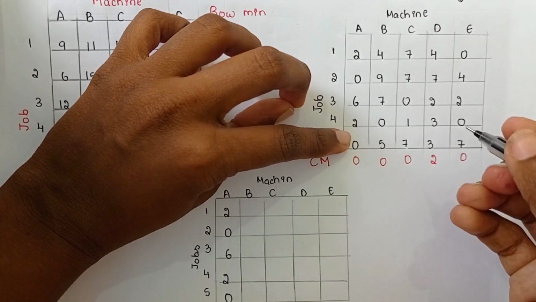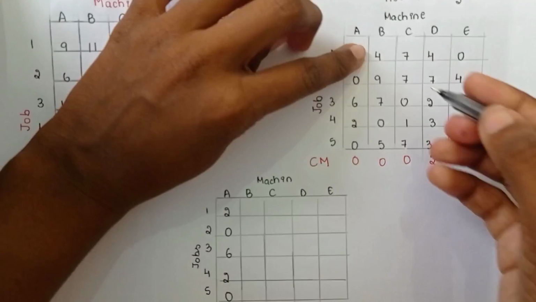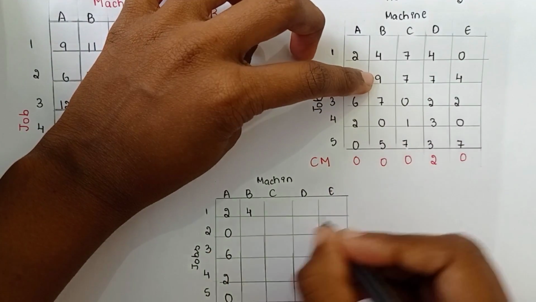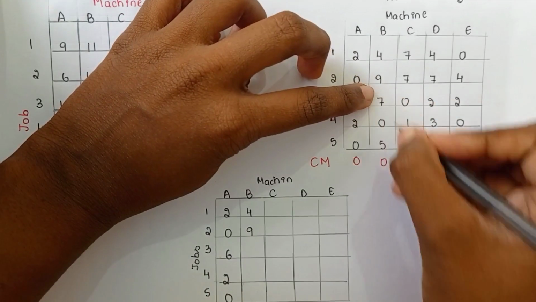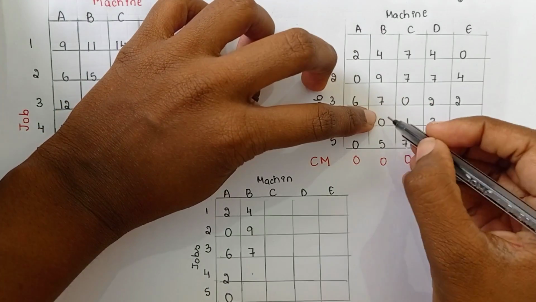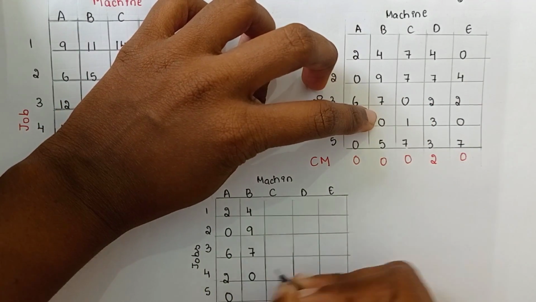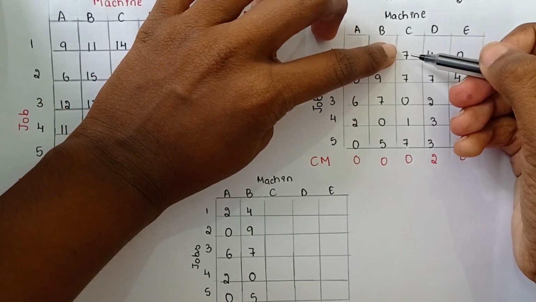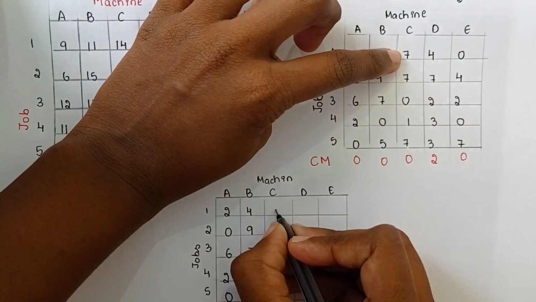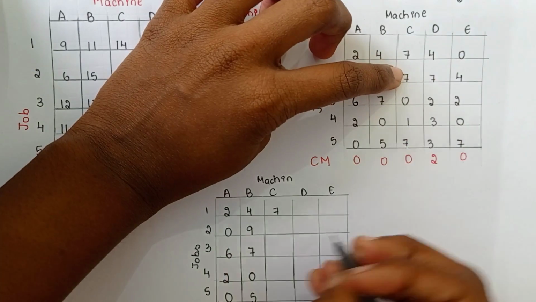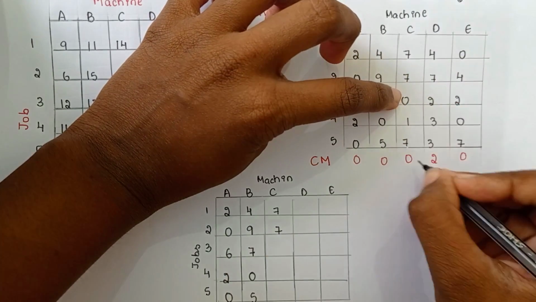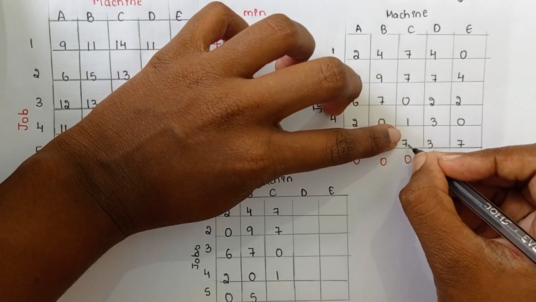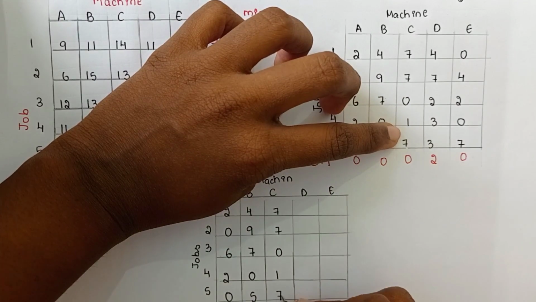So for the next column also, we have to repeat the same thing. 4 minus 0 is 4. 9 minus 0 is 9. 0 minus 0 is 0. 5 minus 0 is 5. So in the next column, 7 minus 0 is 7. 7 minus 0 is 7. 0 minus 0 is 0. 1 minus 0 is 1. 7 minus 0 is 7.